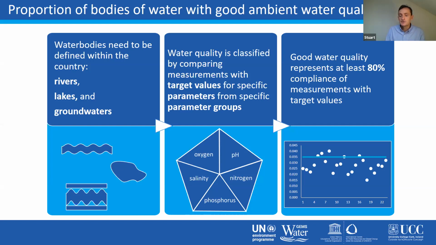And these are grouped into five parameter groups. So for surface waters, these are oxygen, salinity, nitrogen, phosphorus, and acidity. And for groundwaters, it's a slightly limited list of salinity, nitrate, and acidity. And a water body can be classified as being of good water quality when at least 80% of the measured values meet their target values. I'll talk a little bit more about the target values on the next couple of slides.